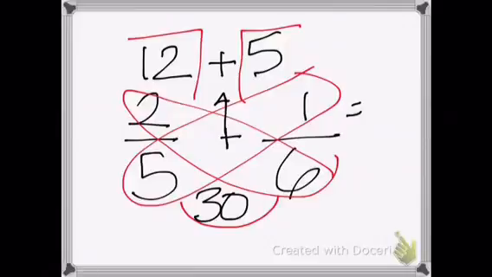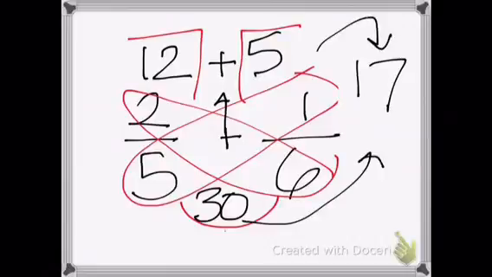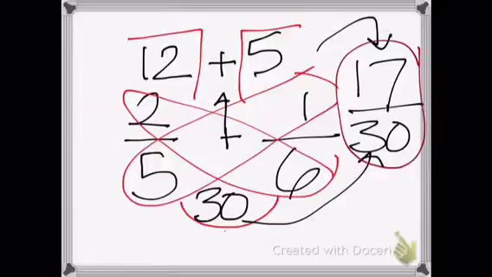Okay, so we do 12 plus 5 equals 17, and 30 we just drag. So 12 plus 5 equals 17. That goes right here, and then our 30 goes right here. And then our final answer is 17 over 30. So that's it for that.